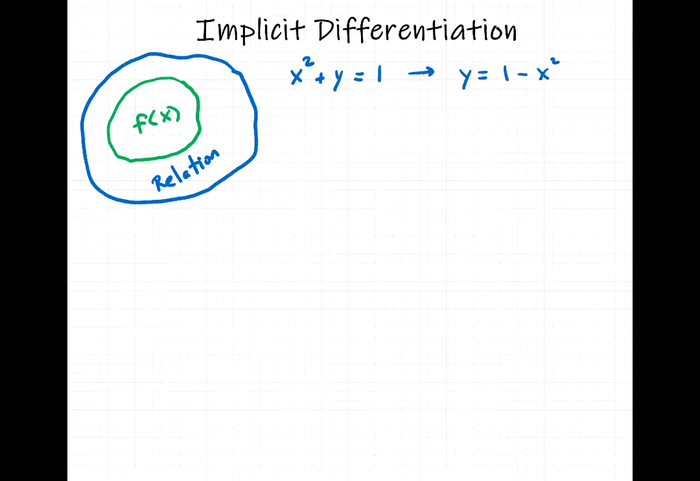Now, when you take an equation or relation and isolate y or solve for y or put it in function form, this is called explicit form. And up until this point, all the derivatives that we've been taking have been applying derivative rules of equations in explicit form or relations that are functions. When you have the x and the y mixed up together and neither one variable is isolated, we call that implicit form.